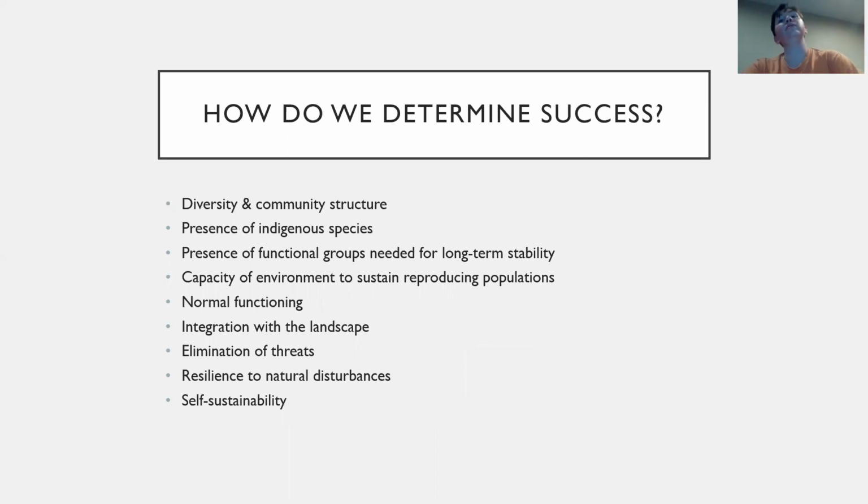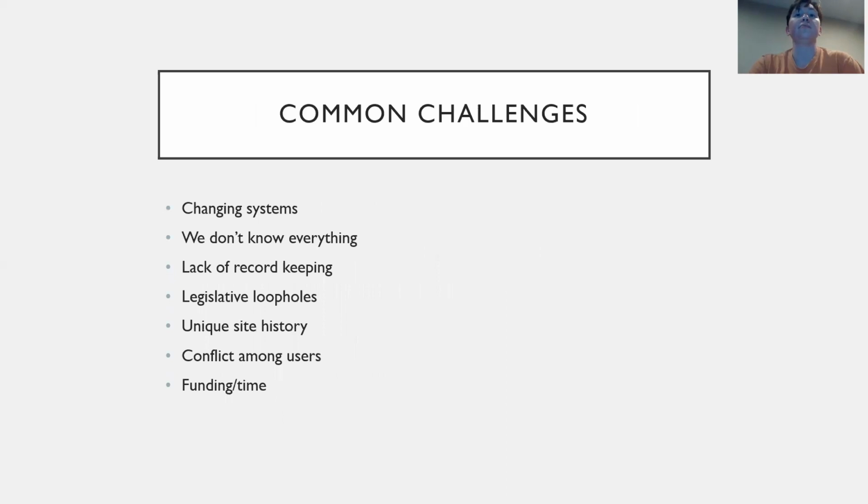So how do we determine success of a restoration? We mainly look at diversity in community structure, presence of indigenous species, presence of functional groups needed for long-term stability, capacity of the environment to sustain reproducing populations, normal functioning, integration with the landscape, elimination of threats, resilience to natural disturbances, and self-sustainability. So will it be able to heal itself after a large disturbance?